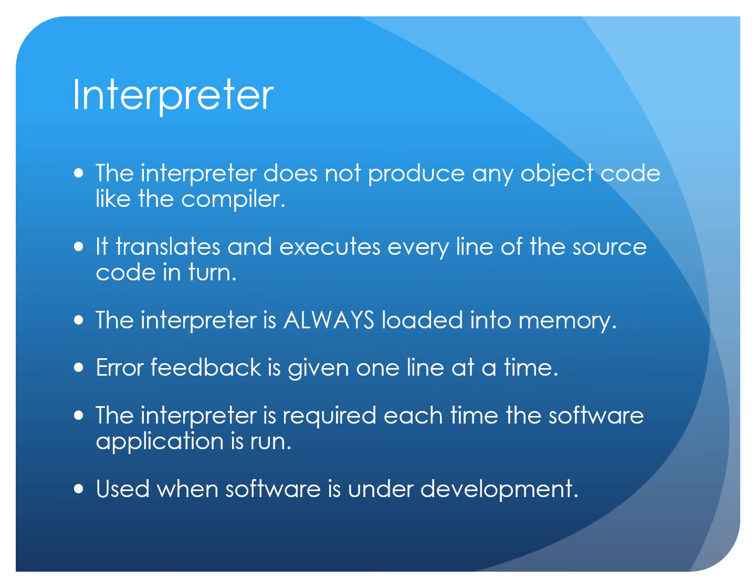Now let's look at our interpreter. The interpreter does not produce any object code like the compiler. It translates and executes every line of the source code in turn. The interpreter is always loaded into memory. Error feedback is given one line at a time, not at the end, as with the compiler. The interpreter is required each time the software application is run. Therefore, it must be loaded into active memory.